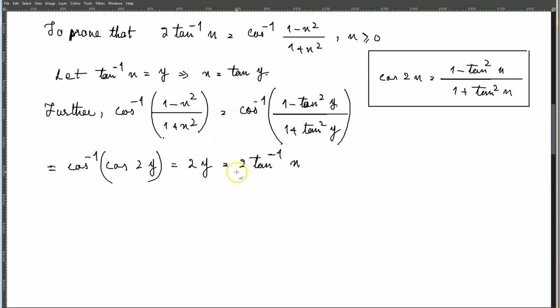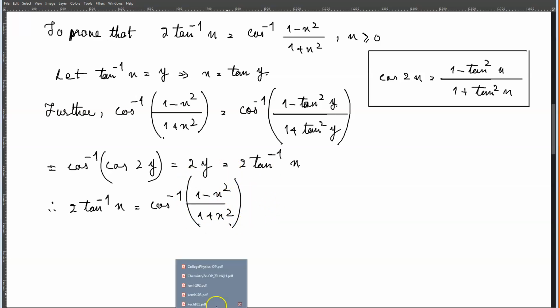Now, 2 times tan inverse of x is equal to this, so therefore 2 times tan inverse of x is equal to the cos inverse of (1 minus x squared) over (1 plus x squared). That is for x greater than or equal to 0.